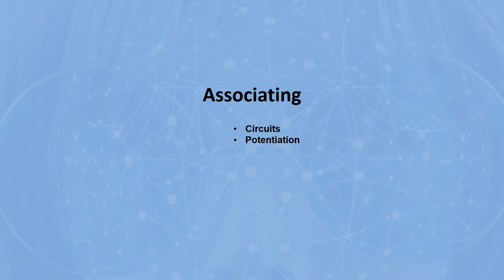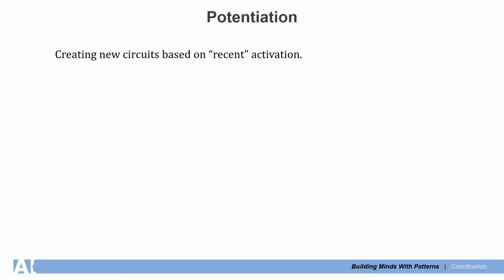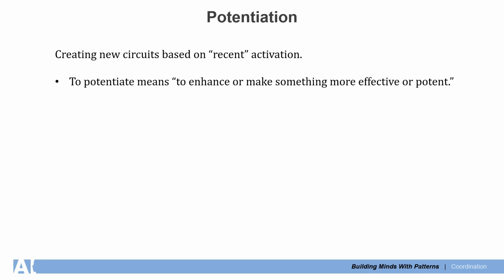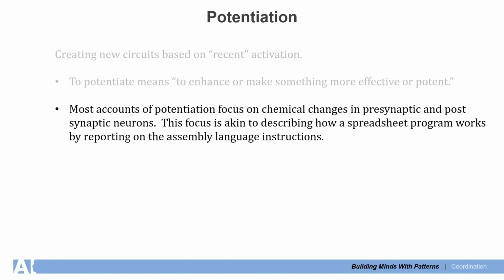Potentiation. Potentiation is creating new circuits based on recent activation. To potentiate means to enhance or to make something more effective or potent. Most accounts of potentiation focus on chemical changes in presynaptic and postsynaptic neurons in the brain. This focus is akin to describing how a spreadsheet program works by reporting on assembly language instructions. Scientists who've worked on potentiation have done a tremendous service to humanity by informing us what goes on in the brain.